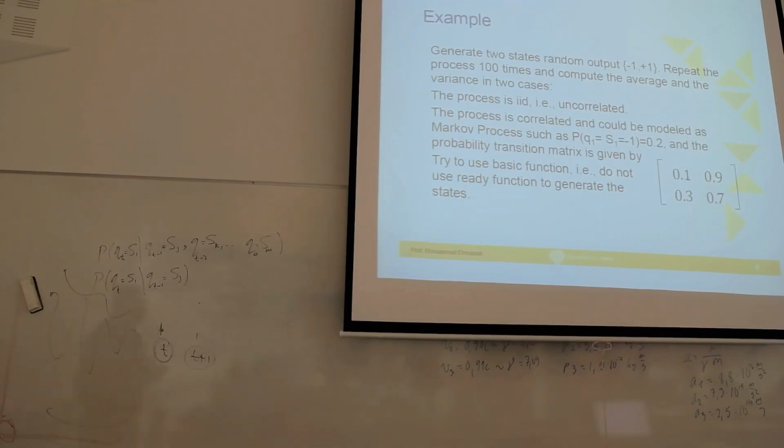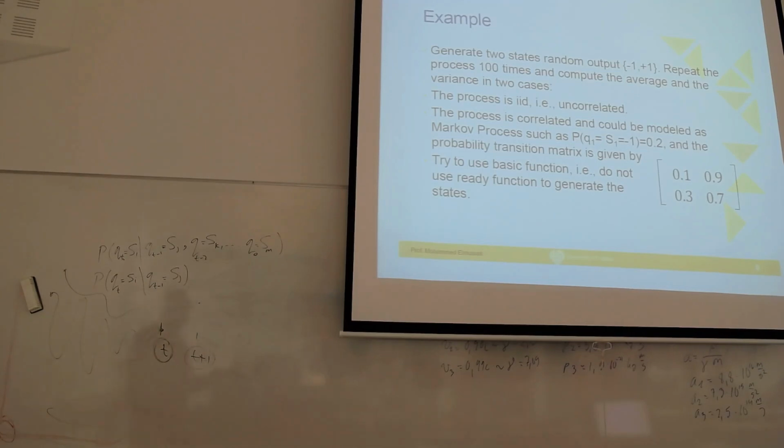This is a simple example where we generate only one signal, like -1 and +1, and we do it in two different ways. First, if it is IID, meaning identical and independent distribution, then -1 and +1 are equally likely, 0.5 and 0.5. Here we assume that they are correlated. If you start with -1, the probability of being -1 again is only 0.1, but moving from -1 to 1 is 0.9. If you are at 1, the probability that you go to -1 is 0.3, and the probability of staying at 1 is 0.7.